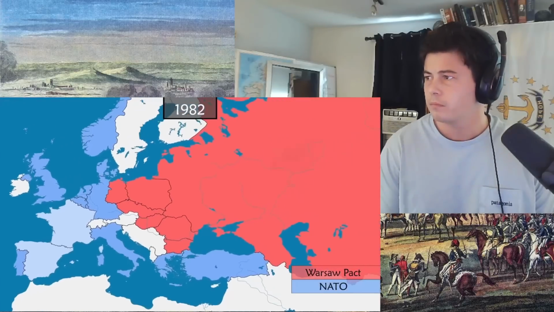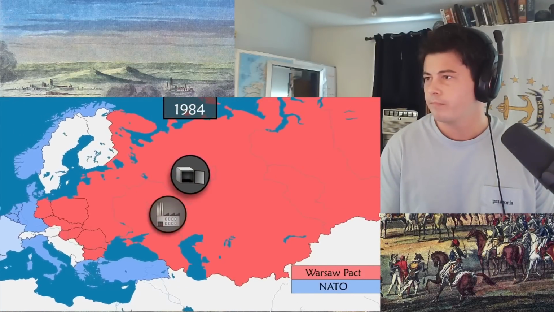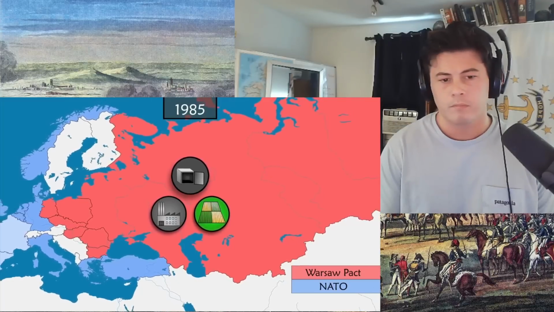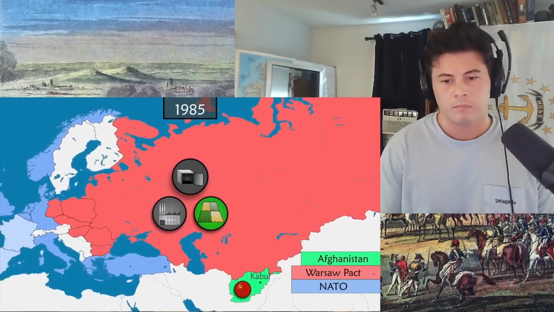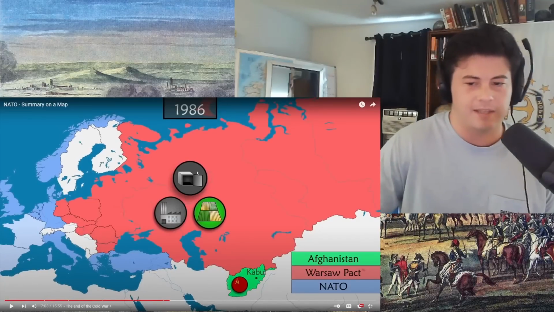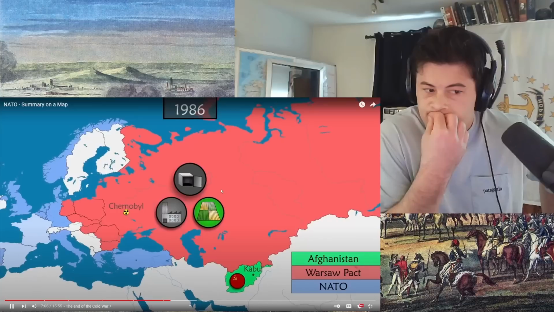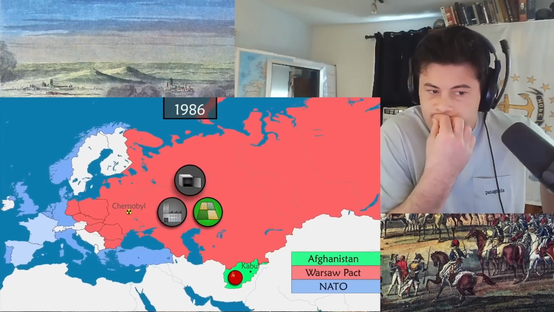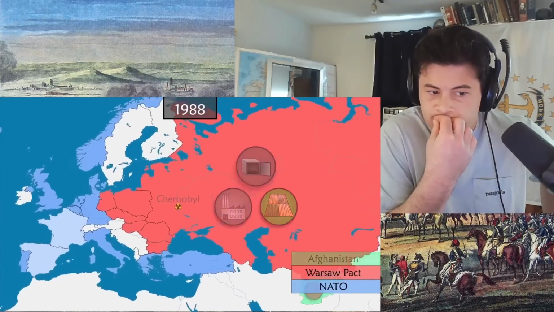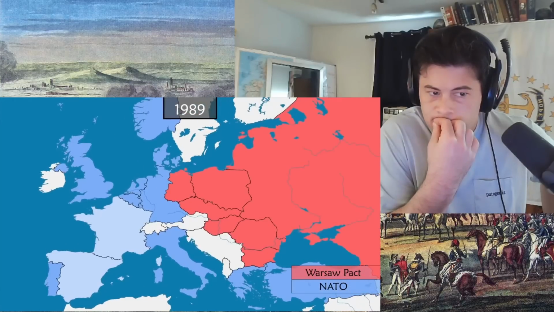In the USSR, the economic situation is catastrophic. Industrial and agricultural production stagnate, while the country is bogged down in a costly war in Afghanistan. Imagine losing in Afghanistan. After the Chernobyl nuclear incident of 1986, the USSR is weakened and loses control in Eastern Europe, where pro-Soviet governments fall one by one.